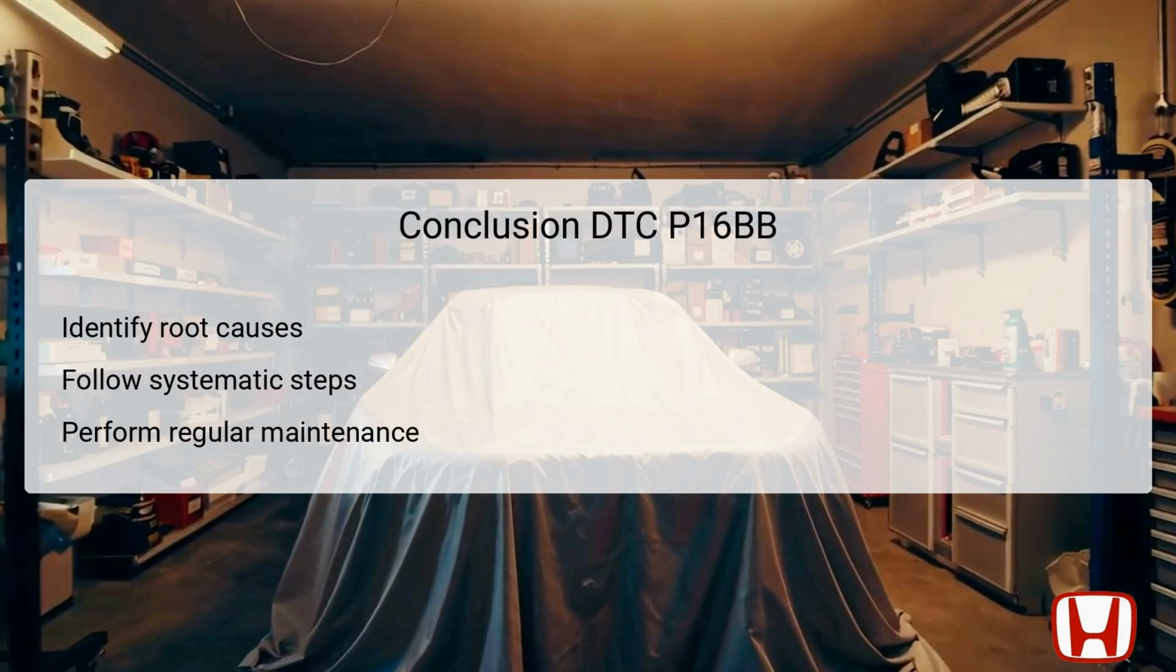In conclusion, addressing DTC P16BB efficiently hinges on identifying the root causes of low voltage in the Alternator B Terminal Circuit. Following a systematic approach throughout each troubleshooting step ensures that all aspects of the issue are carefully evaluated and considerations are made regarding connections, wiring, and the alternator itself.